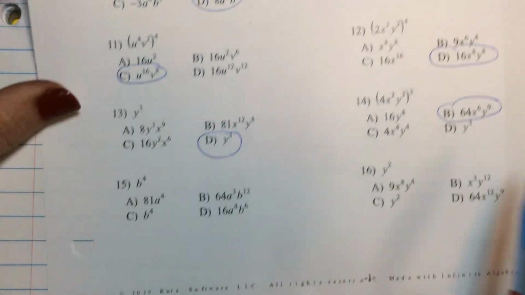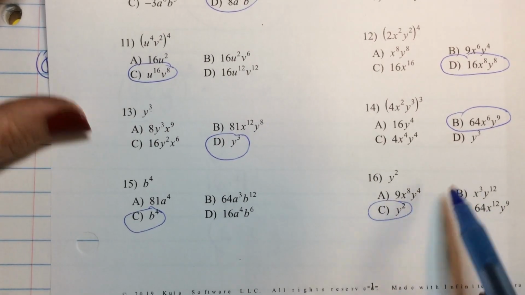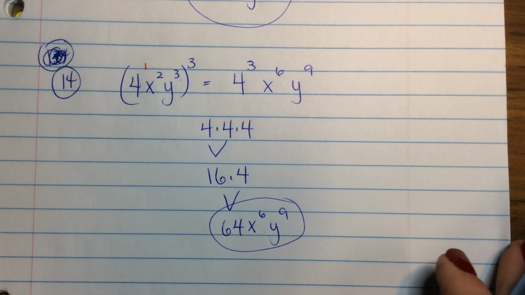Okay, number 15 and 16 are both the weird ones. You will not have these on your test. I'm sorry. All right, we're down to the home stretch. We got 4 problems left.